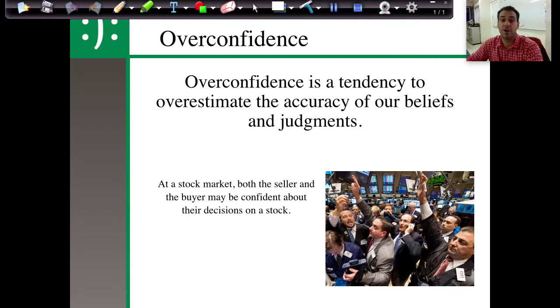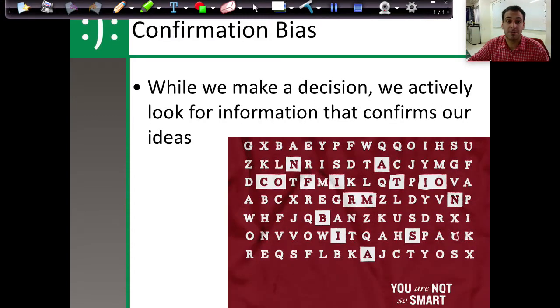First one is overconfidence. Overconfidence is a tendency to overestimate the accuracy of our beliefs and judgments. At a stock market, both the seller and buyer may be confident about their decisions. Remember, when someone sells something on the stock market, someone also has to buy that. So both people have to be confident in their decisions to do that. Somebody is probably right and somebody is probably wrong.